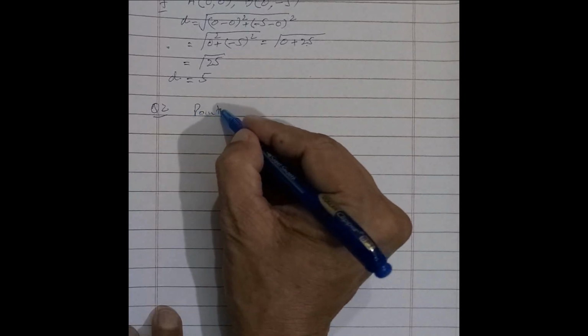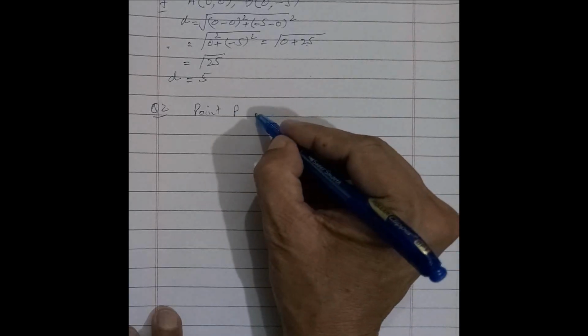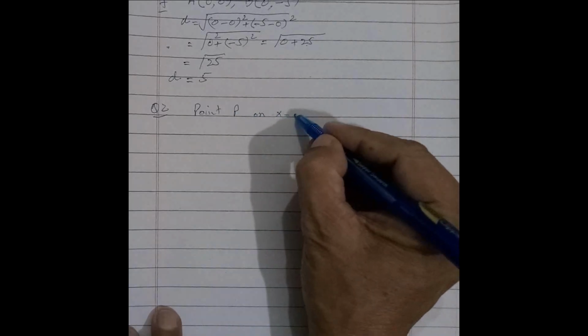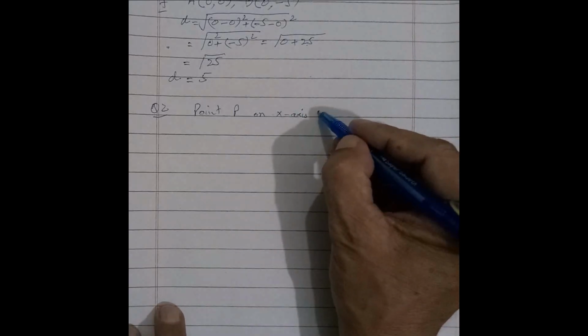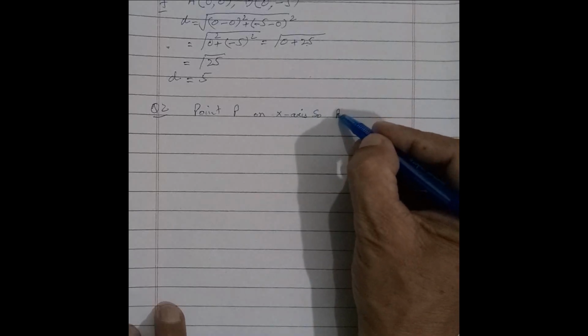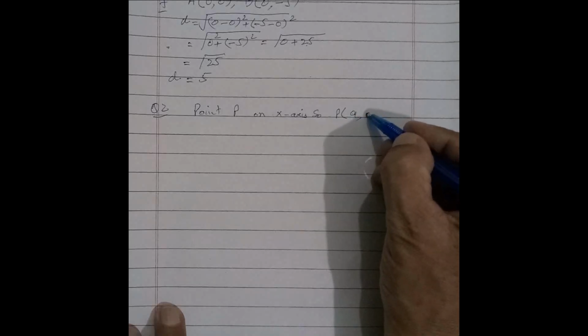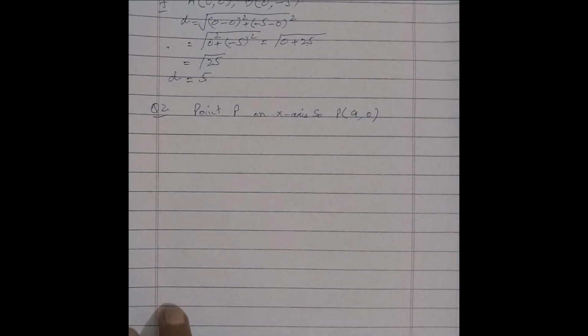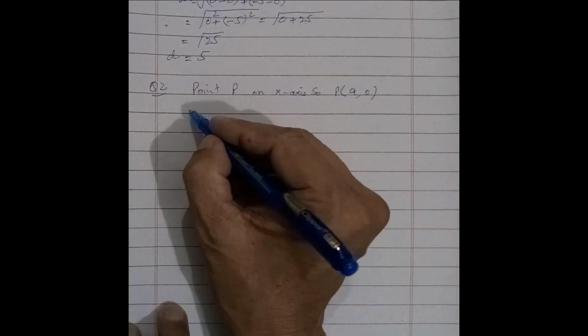Point P on x-axis. So coordinates of P are (a, 0), because on the x-axis the coordinate y is equal to 0, and on the y-axis the coordinate x is equal to 0.